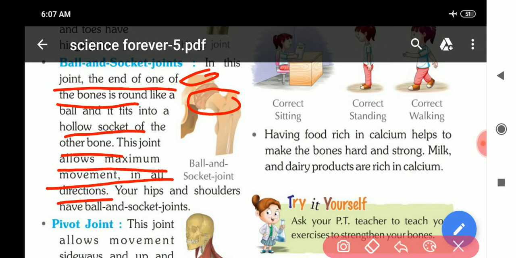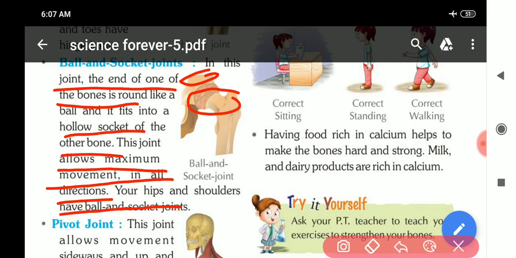Your hips and shoulders have ball and socket joints. You can see your hand is attached to the shoulder and your hand can move in all directions, and you can move your hand in a circle also. Okay, so the ball and socket joint allows the maximum movement.